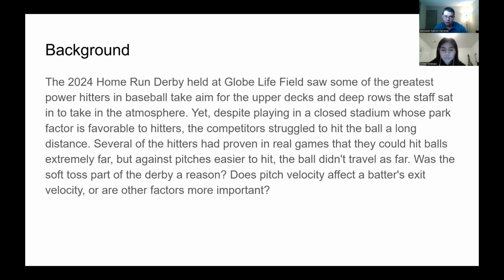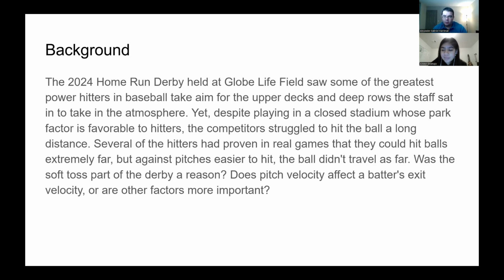But one thing that caught our attention was how, despite playing in a closed stadium with a park that has been favorable to hitters according to park factors, competitors struggle to hit the ball farther than they sometimes do in live games. The farthest hit ball was a 473-foot homer from Marcell Ozuna, who himself has hit 479 in a game. And despite Shohei Ohtani hitting 493 in a game in 2023 and hitting the second deck in Globe Life Field the same year, he didn't surpass that number either, that 473.